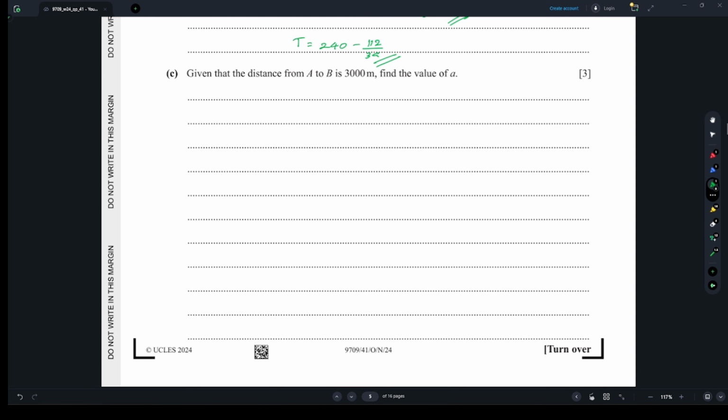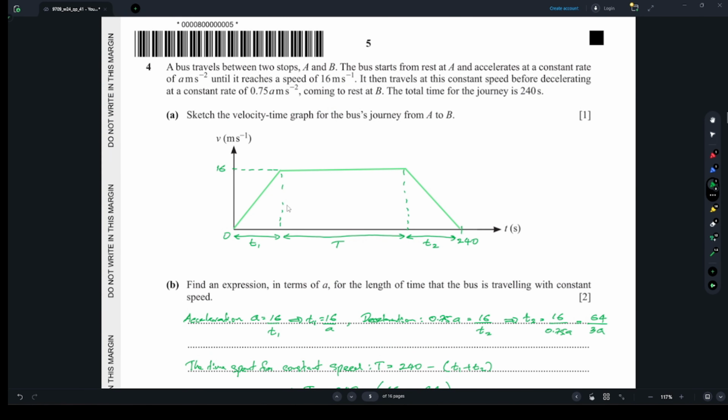Given that the distance from A to B is 3000 meters, find the value of a. So how can we do it? In a velocity time graph, the distance we can find by calculating the area under the graph. So I can write distance traveled equal to area under graph. The distance traveled is 3000. This is a trapezium.